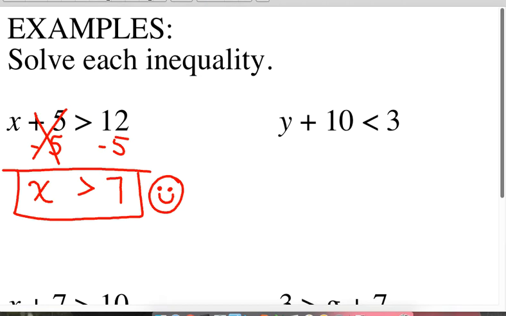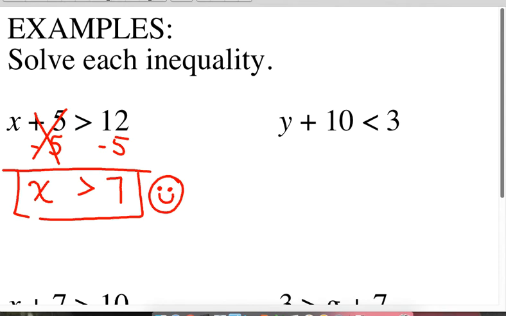Let's check it. If I just pick a number out of thin air that's greater than 7, and I'm going to say 10, and I go back up here and plug that 10 in, 10 plus 5 is 15, and is 15 greater than 12? Yes, it is. I could pick another number that's greater than 7. I could pick 8. I could pick 100. And as long as the number is greater than 7, and I substitute it in that inequality, my answer will always be greater than 12.